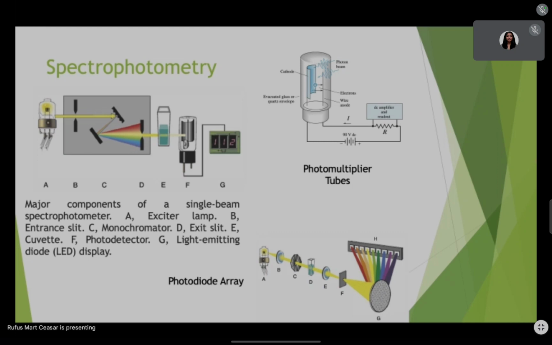Siguro mag-chat ako sa inyo ng isang YouTube video. Ang ganda, merong magandang panoorin yung electrons niya.